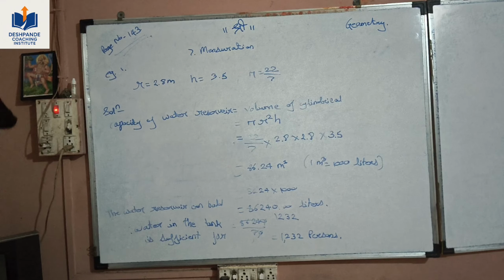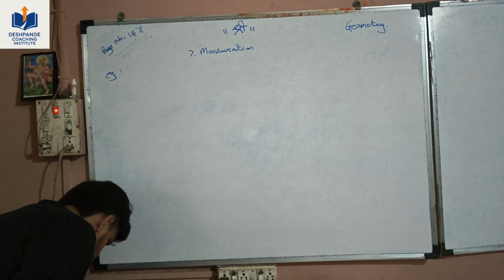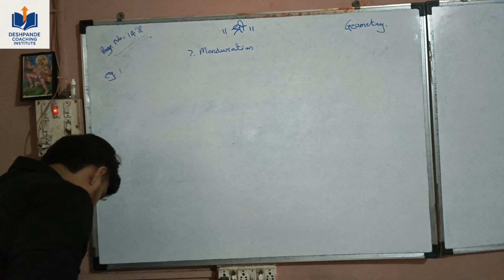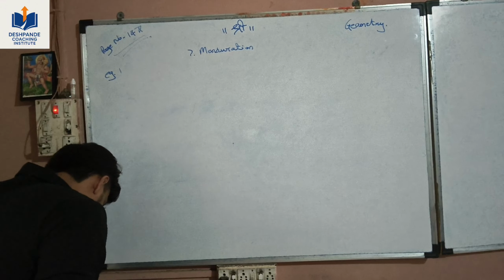So now we are taking example number 1 of page number 147. This is a different type of example from the previous one. So what is the question? A bucket is frustum shape. Its height is 28 centimeter, and the radii of the circular faces are 12 centimeter and 15 centimeter. Find the capacity of the bucket, and again the value for pi is 22/7.